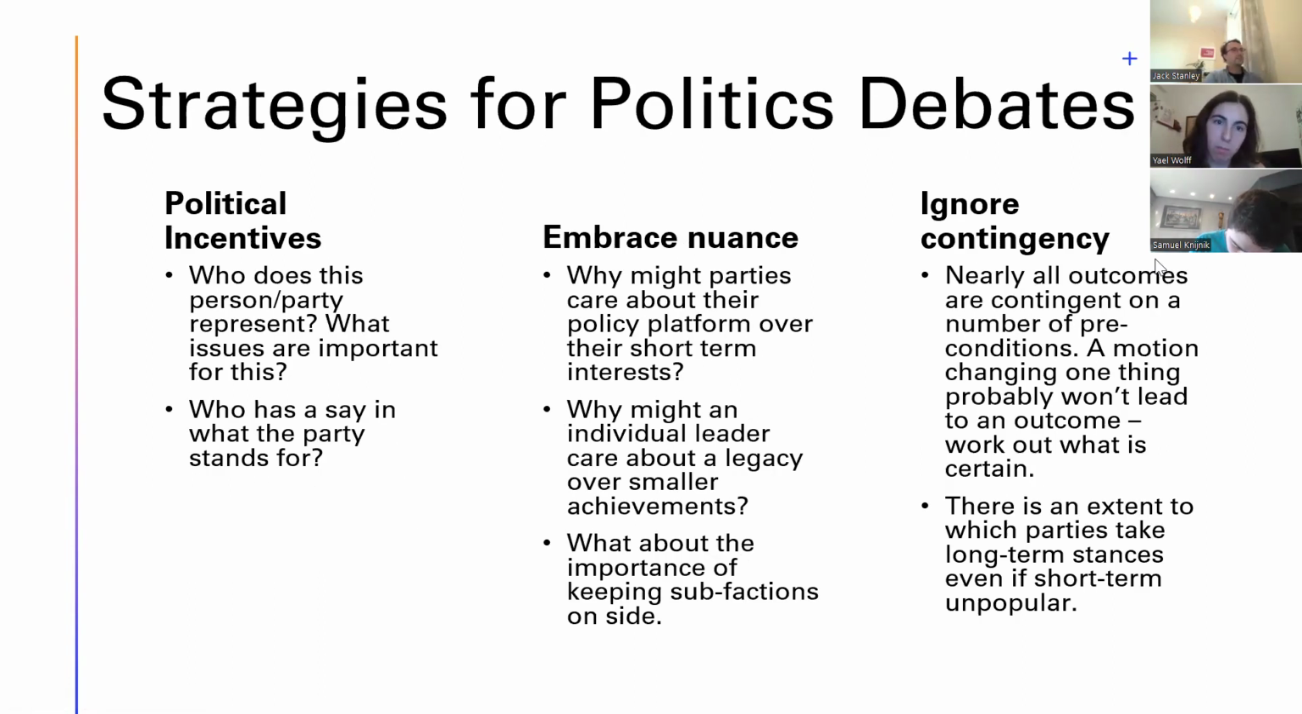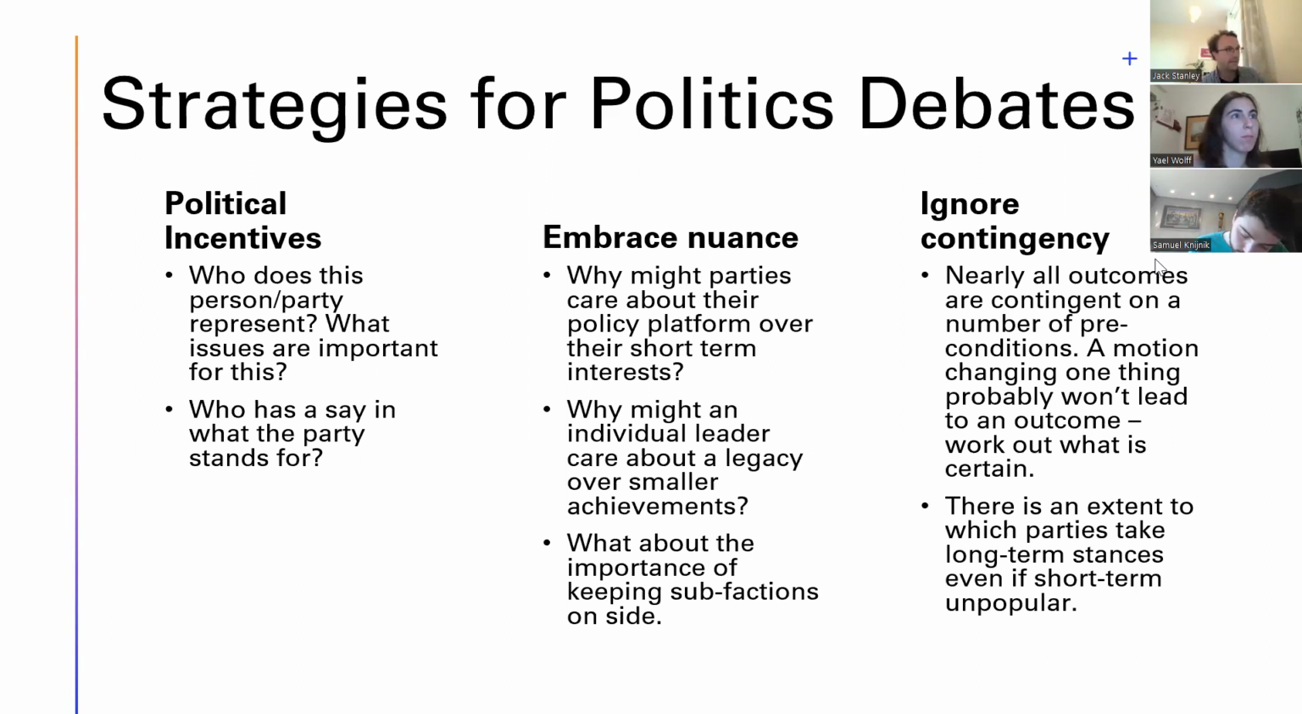So, strategies for political debates, and this feeds into some of what I said earlier. Firstly, we should think very hard about what the various political incentives for people are, what issues are important for them, who has a say in the party and what the party stands for, and being aware of the different sub-factions, and that there might be multiple different interests, which sometimes conflict, and they might think about things differently. And then secondly, really embracing nuance about the groups that we're talking about.